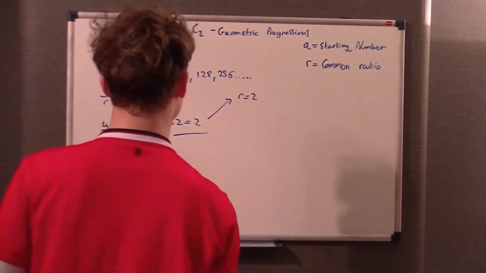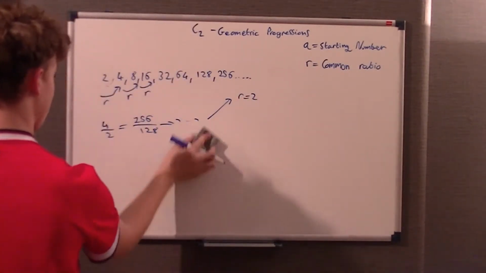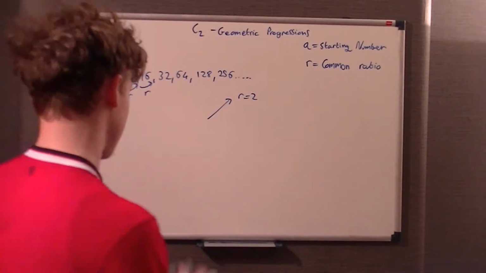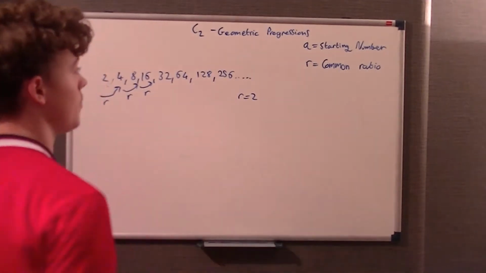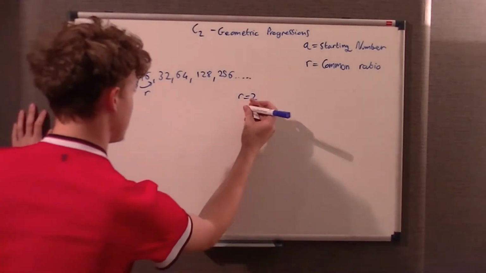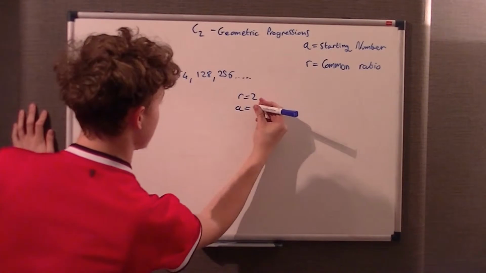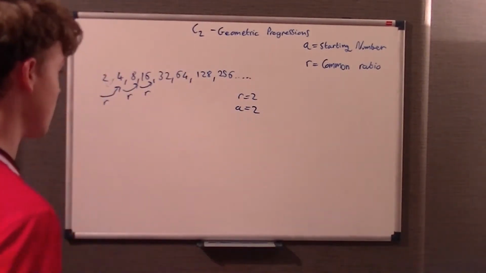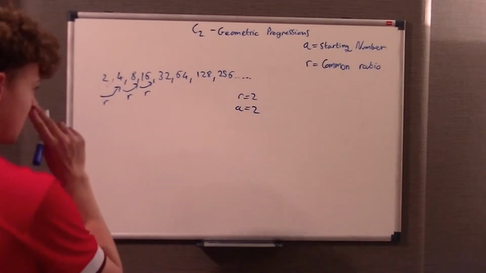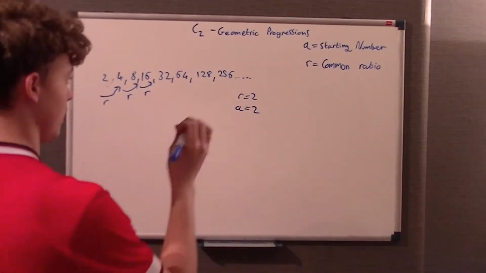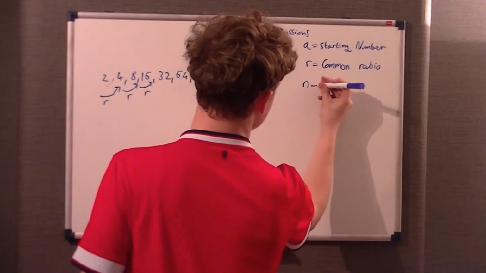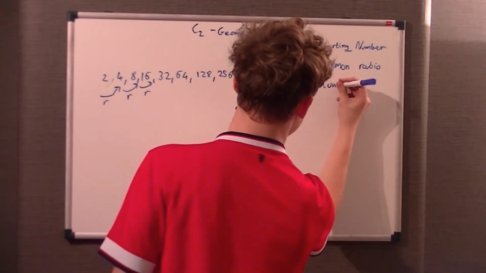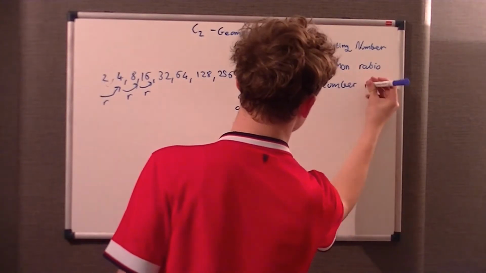So the common ratio is 2. Now we know the starting number just by looking at the sequence, and that is 2. Rather confusingly, it's also 2. Shouldn't have started like that actually. We've also got something called n, which is our desired number in the sequence.